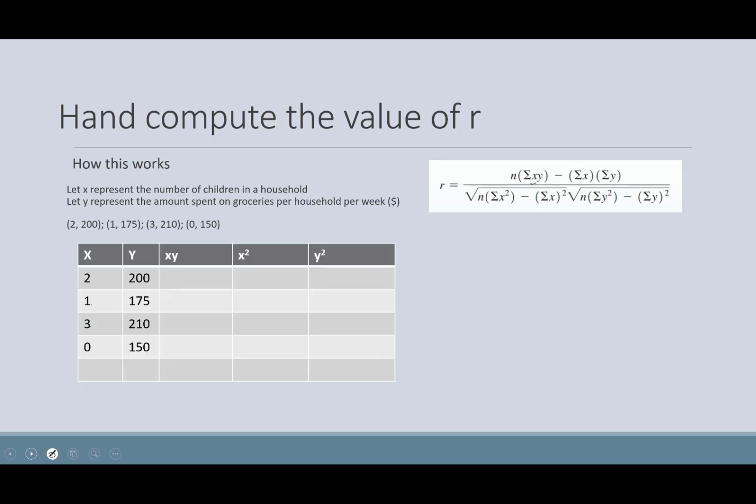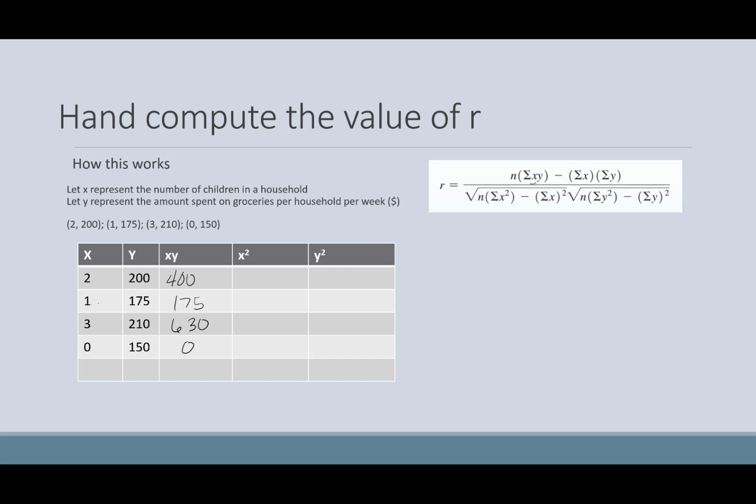So my first value here, x times y, I would take 2 times 200, and that's going to give me 400. I'm going to do 1 times 175, and that's going to give me 175. 3 times 210 is 630, and 0 times 150 is 0. So you'll always want to make sure that you keep the pairs together. So I would not want to do like the 2 times 175 because they weren't a pair. You always keep the pairs together.